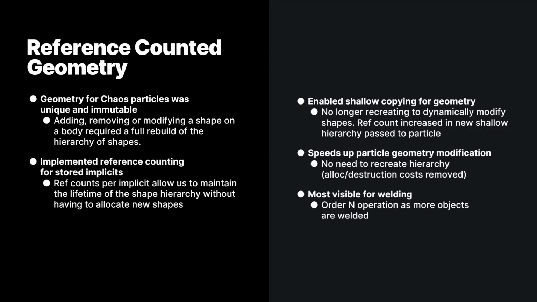Also, up to 5.4, all of the geometries that we use for chaos particles were allocated as unique pointers, and the entire hierarchy was immutable once it was set on the particle. The particle took over ownership of the hierarchy. So if you wanted to replace one shape or modify one shape inside a particle, you would have to recreate that whole geometry, that whole hierarchy, with your change in place, and transfer the ownership to the particle.